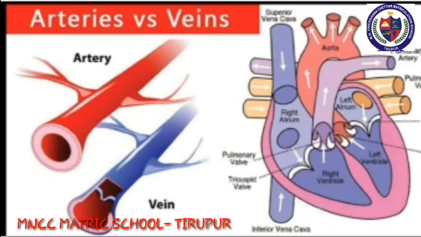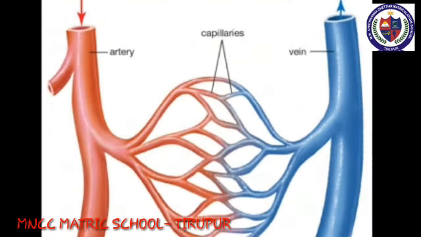Veins. Veins are thin and non-elastic vessels that transport blood to the heart from the different organs. All veins carry deoxygenated blood except the pulmonary vein, which carries oxygenated blood from the lungs to the heart. Capillaries are narrow tubes formed by branching of arterioles, which then unite to form the venules and veins.